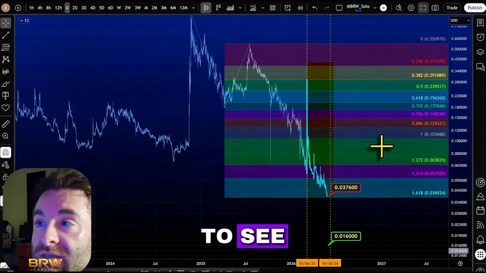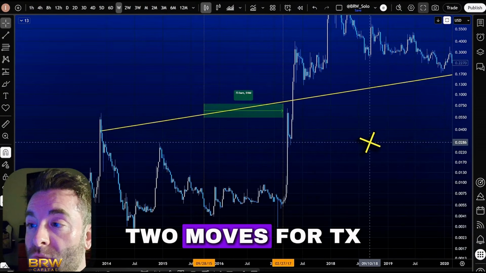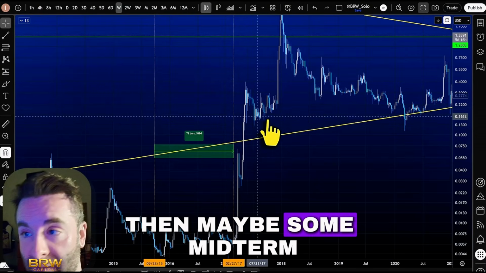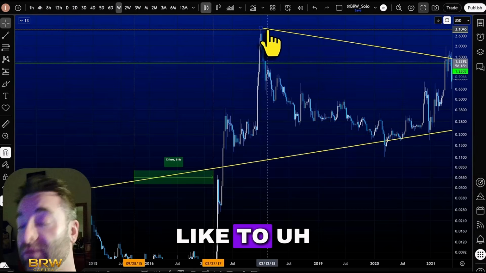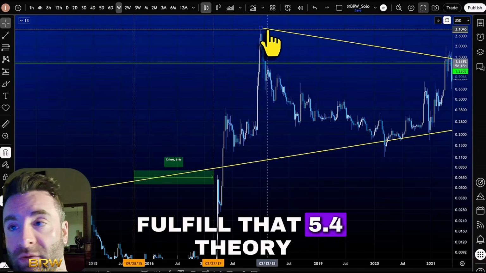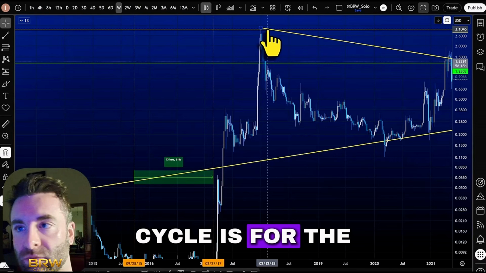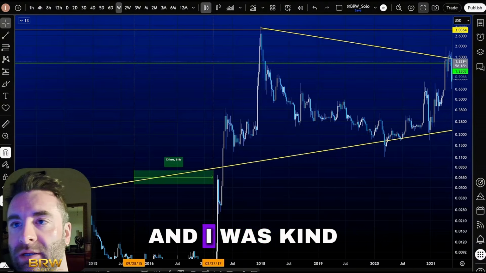We start to see, like I said, maybe this price action where we're going to see two moves for TX, where we're going to probably see a big move up, then maybe some midterm steadiness, and then we see another one into March, like to fulfill that 5.4 theory thesis that I have on what I think the cycle is for the extended cycle. Anyways, that's a lot of information, and I was kind of excited to present it.